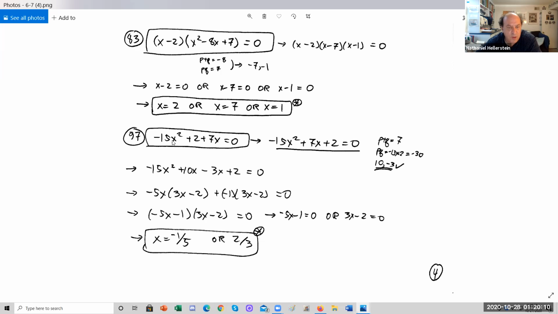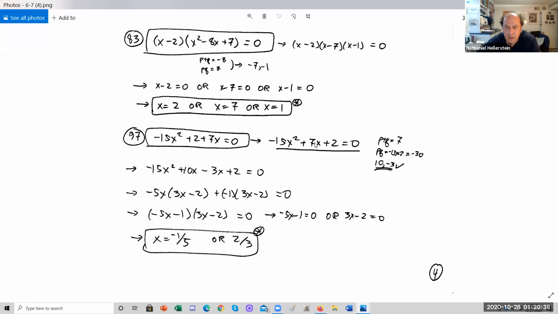Now here they deliberately wrote it in a mixed up fashion. Minus 15x squared plus 2 plus 7x equals 0. Okay, these two are scrambled around. We fix that. Minus 15x squared plus 7x plus 2 is 0. For the AC method, we need P and Q whose sum is 7, and whose product is negative 15 times 2, which is negative 30. 10 and negative 3 do the job. The sum is 7, their product's negative 30 as required.